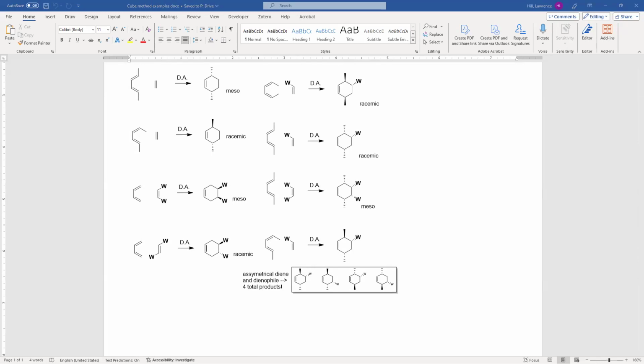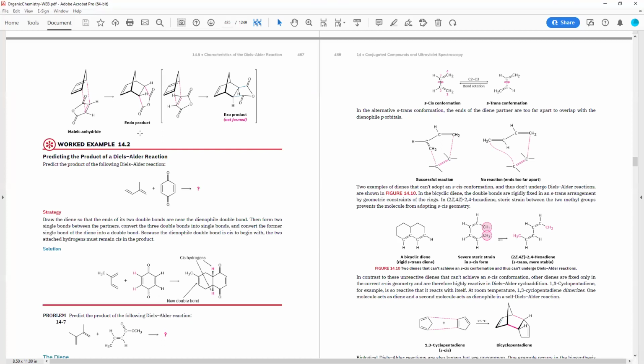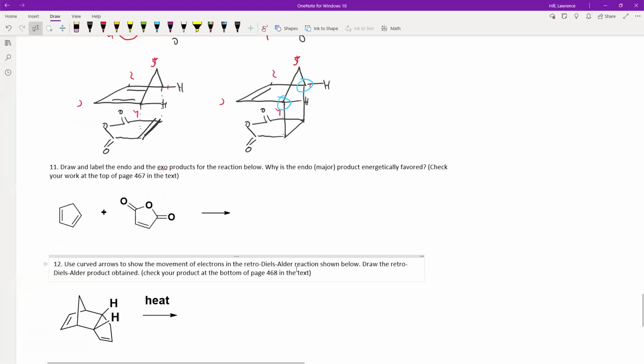Let's do the next one. Okay, number 11 is actually asking us to do what we just did up here. Draw and label the endo and exo products for the reaction below. Why is the endo product energetically favored? So the endo product, I guess it's not exactly what we did. The endo product, I'll just show it from the text, is the one that we were drawing, and the exo product is the one that's not formed, where the anhydride is closer to the one carbon bridge.